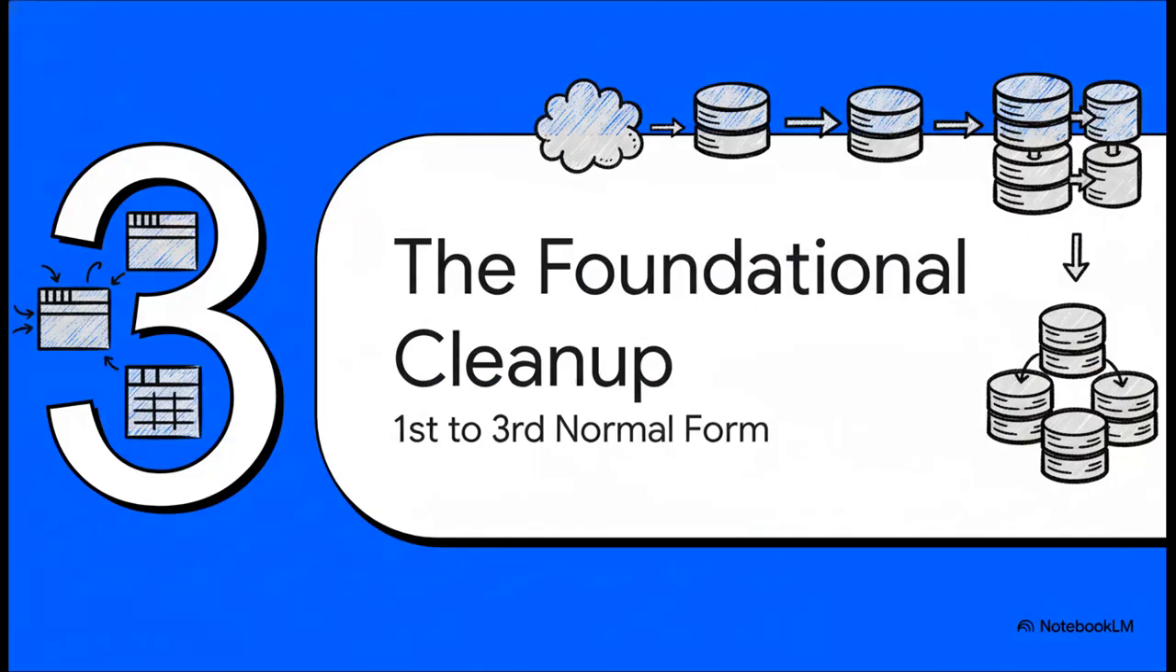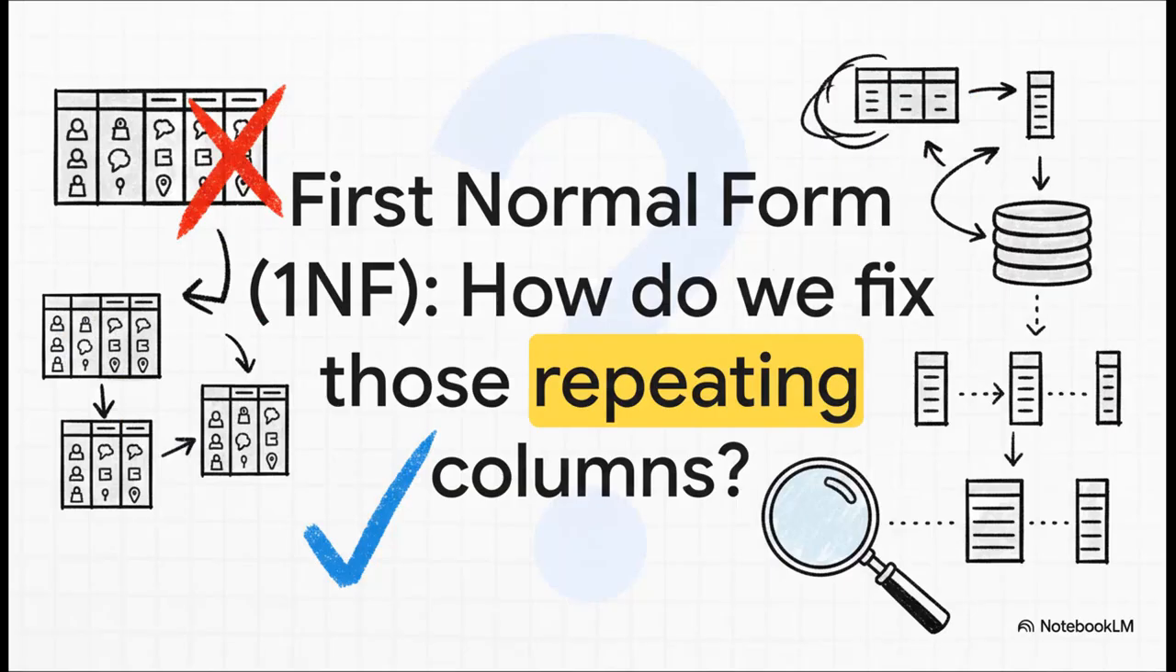Okay, time to get our hands dirty. The real workhorse of this cleanup happens in three main stages, known as the first three normal forms. This is where we lay the foundation for our new rock-solid database. First up is, you guessed it, first normal form, or 1NF. This step goes right for the jugular. It directly attacks that repeating groups problem we saw, all those separate columns for each demographic.